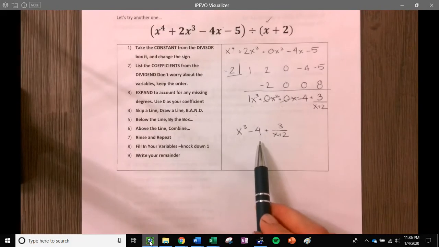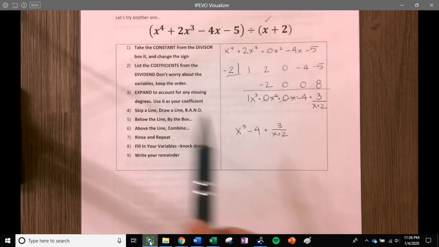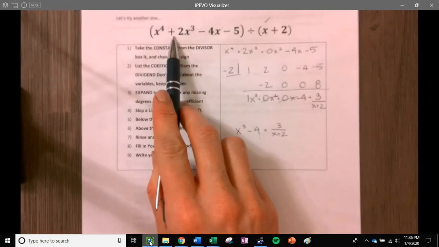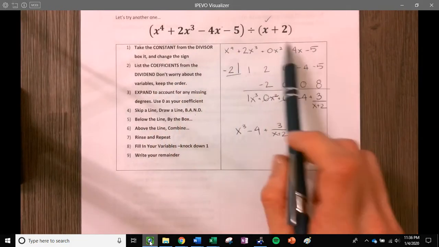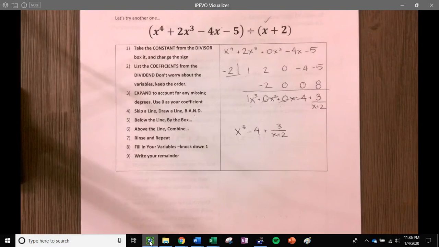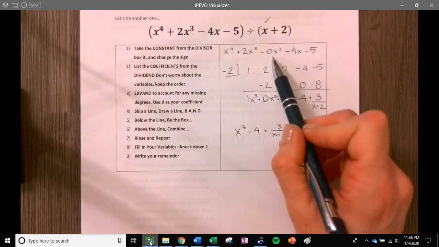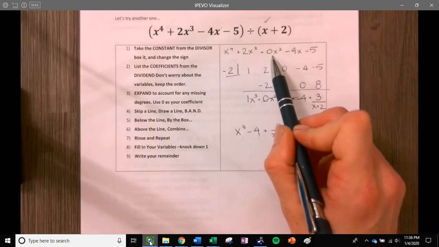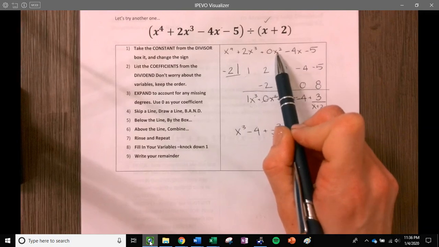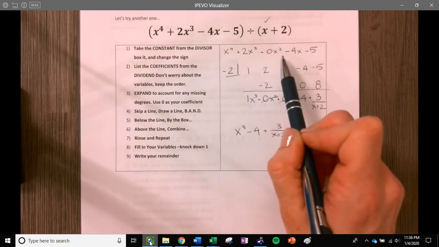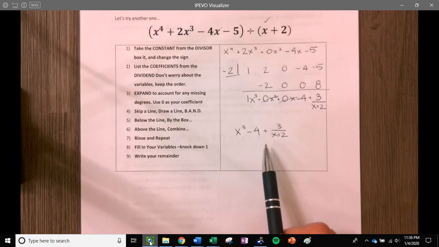That is my quotient, or my answer, for x to the 4th plus 2x cubed minus 4x minus 5 divided by x plus 2. Okay, and you can see that original expansion that we did, that placeholder with x squared, didn't make any difference in the change of value because we don't even have an x squared down here. Like I said, the magic of division.